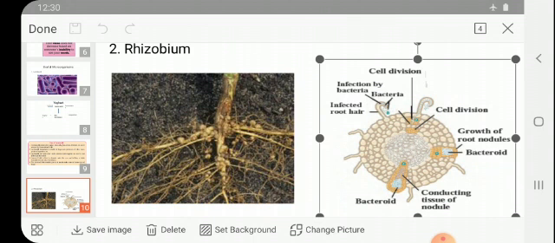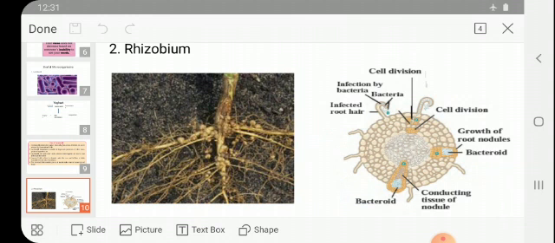And the host plants are those whose roots have nodules. Are you able to see the nodules here in the picture? Such types of plants they need for fixation of nitrogen. What happens there? Bacteria colonize. Colonize means gather and increase in number. Where do they gather? In plant cells within the root nodules, where they convert atmospheric nitrogen into ammonia.